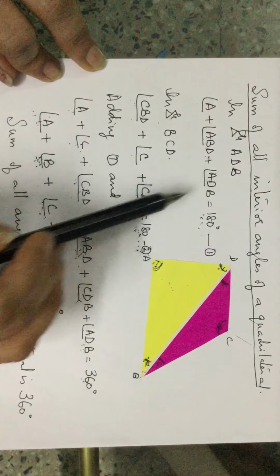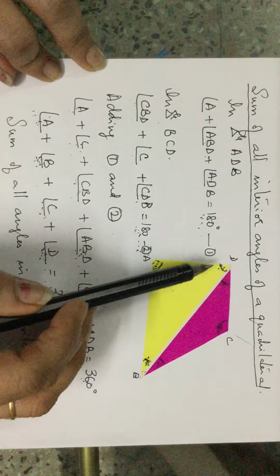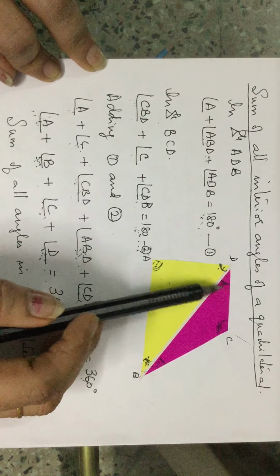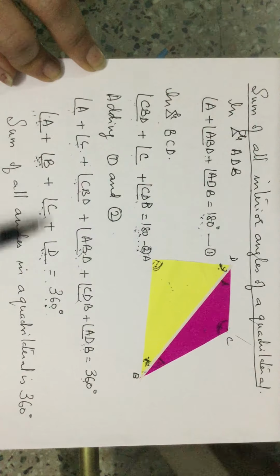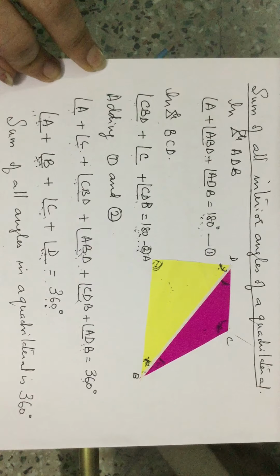These 2 angles, I'm keeping together so that when I add this angle and this angle, I get the big angle D. So I'm going to add everything. It will come to angle A plus angle B plus angle C plus angle D is equal to 360 degrees. So what did we learn in this? We learned that when we add all the angles in a quadrilateral, the total should be 360 degrees. Any doubt?